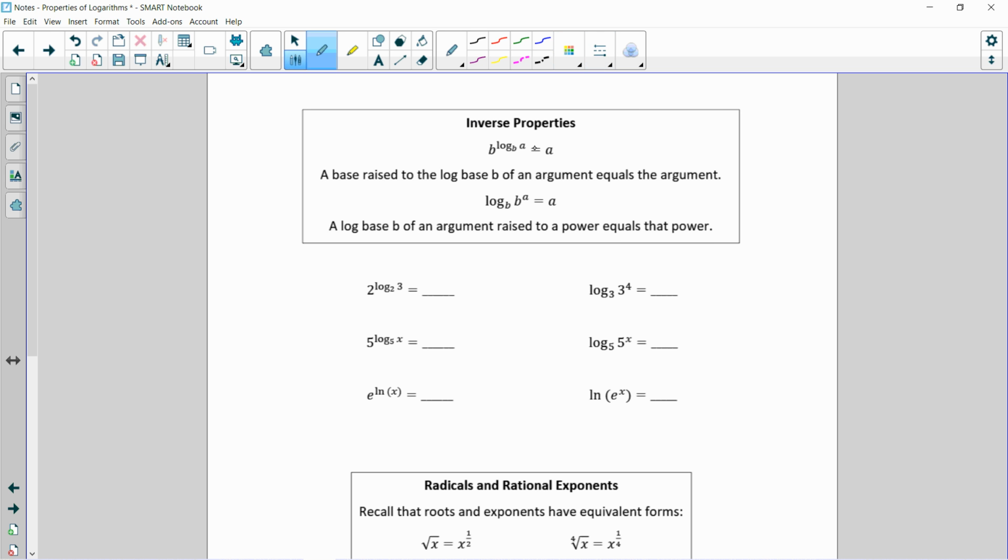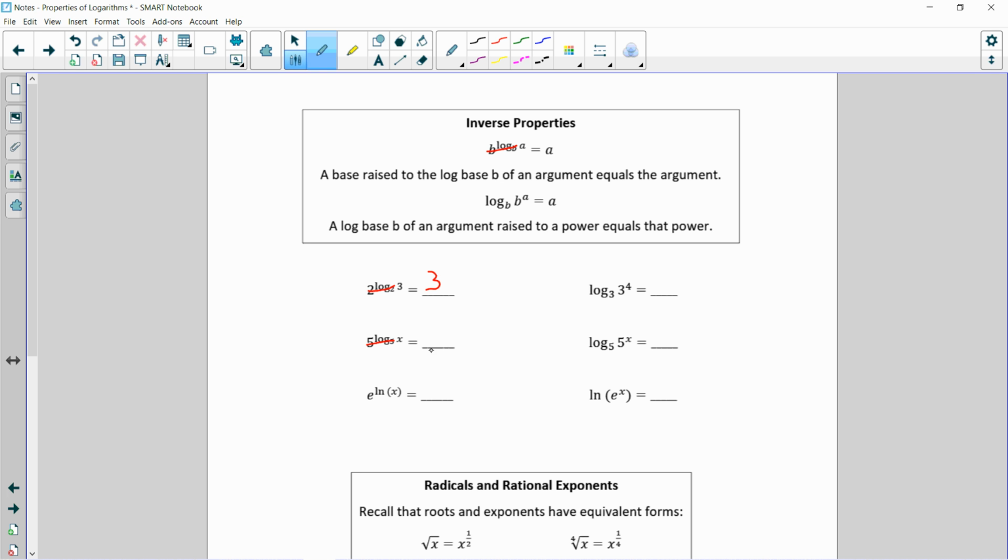So what happens here is that if I have a base and I raise it to the log of the same base, and I have some argument on the inside, it actually equals just the argument. So those parts are canceling out. So here, 2 is my base, and it's raised to a power of the same base. So those cancel out and leave us just 3.